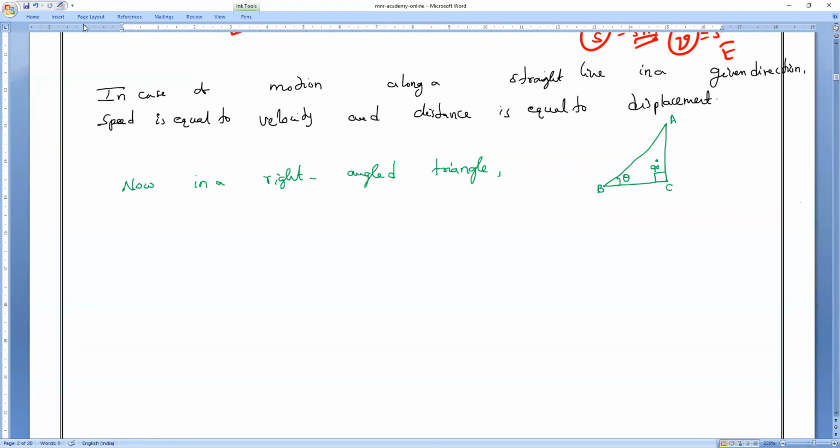Now, you might have already studied triangle properties. Can you tell me what is the perpendicular side here? In this triangle, what is the perpendicular? The side opposite to the 90 degree angle, A to C. Very good. Perpendicular means A to C. Next, what is the base here? BC, B to C. BC is the base.